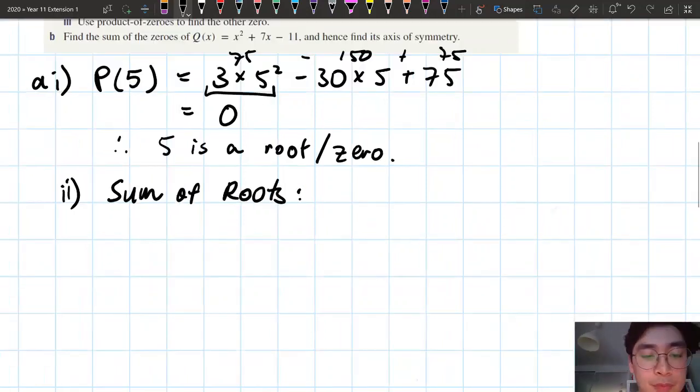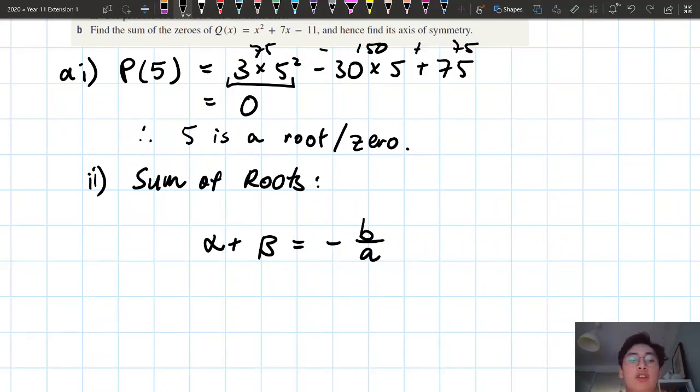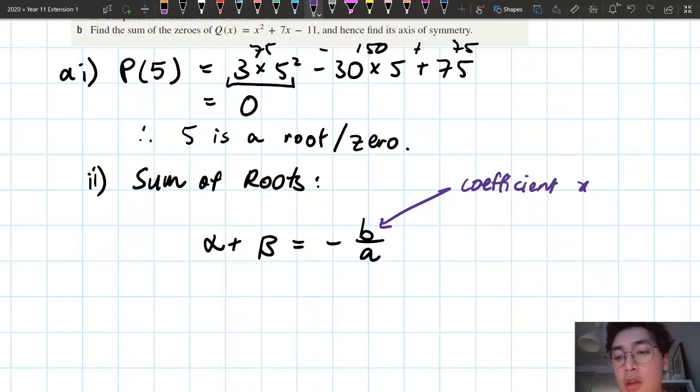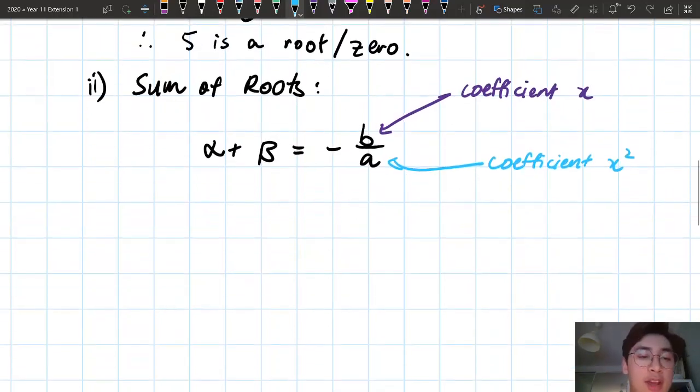tells me, if I've got my two roots, alpha plus beta, that will be equal to negative b over a. So I've got my two roots, and when I add the two roots together, they're going to give me negative b over a. Now just remember, b is your coefficient of the x term, and a is your coefficient of your x squared term. So let's have a go at putting this in. I know from here that one of my roots is actually a 5. So let's say we'll let beta be equal to 5.